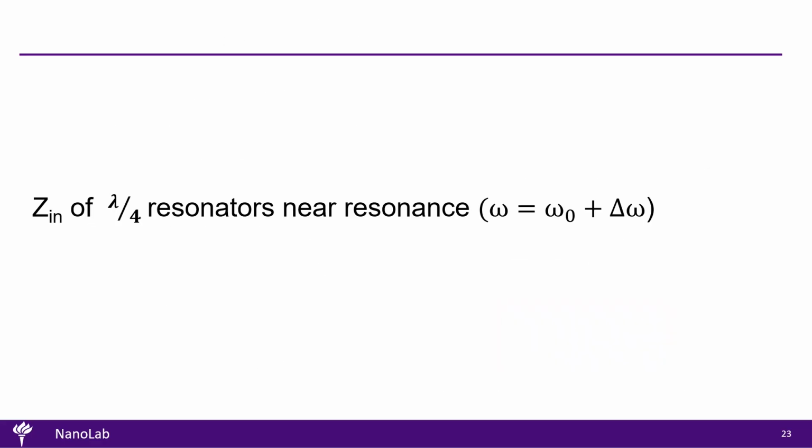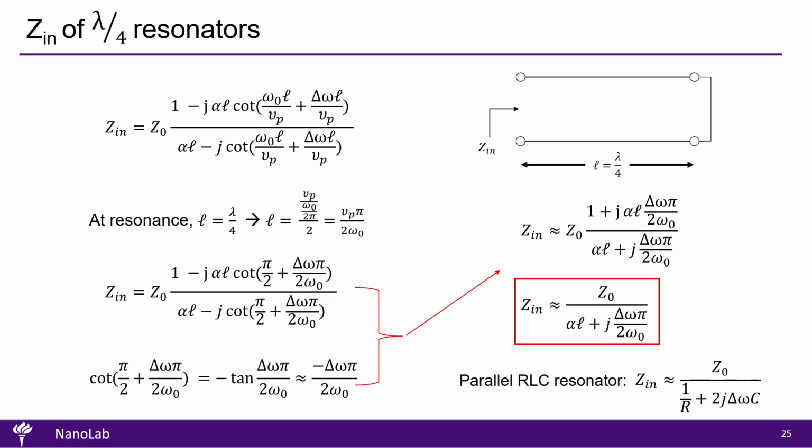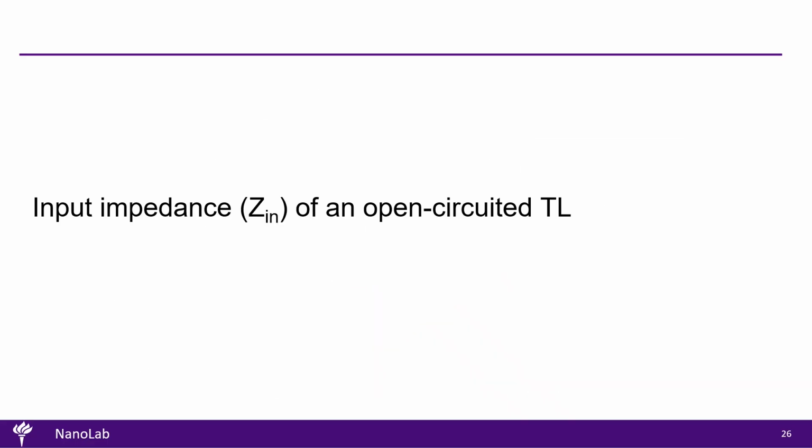Following a similar analysis, we can determine the input impedance of the quarter-wavelength resonator near resonance. This time, however, we start with the expression for Zin that uses the cotangent rather than the tangent, which avoids an undetermined solution. We again substitute L into the expression, and from there, we find that the input impedance is equal to the expression shown in the red rectangle, which resembles the input impedance of a parallel lumped RLC resonator. We have found the equivalent RLC circuit models for the quarter-wavelength and short-circuited half-wavelength resonators, but the open-circuited half-wavelength resonator is still missing.